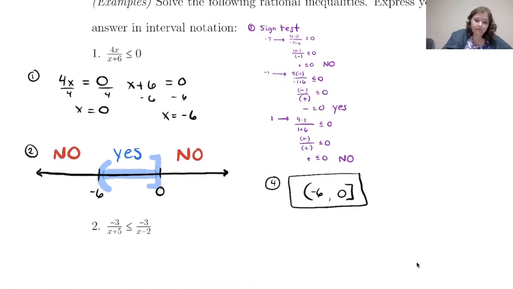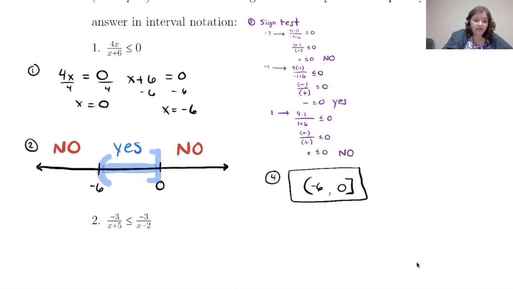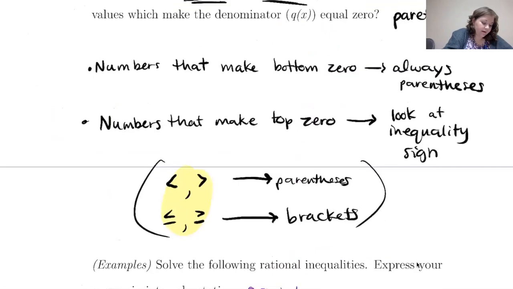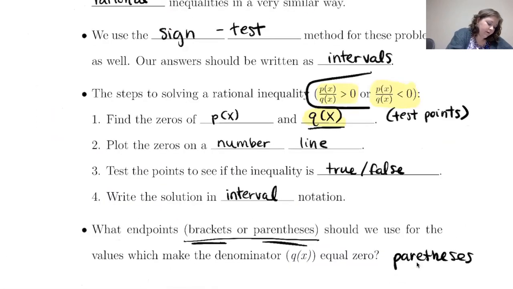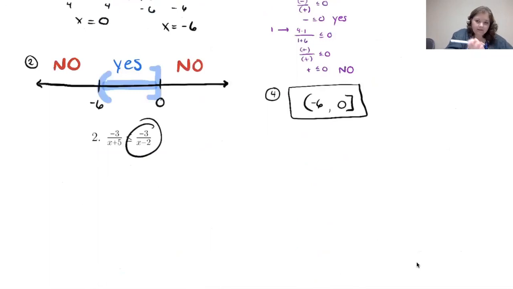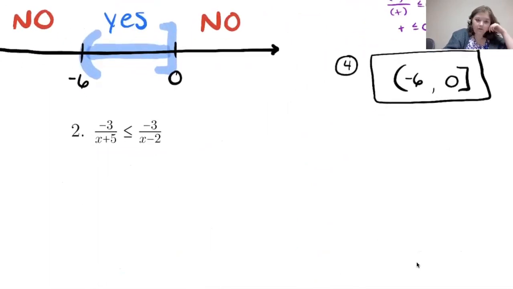Okay. So we'll go through the same 4 steps with question 2. But question 2 is in a little bit different form. So if we go back up, we want it to be in this form like we see it here, where it's the fraction on one side, 0 on the other, and then the inequality sign in between. So we really want to get everything to one side and just 0 on the other side. So let's move this over. So we've got -3 over x minus 2. So what we can do is we can add 3 over x minus 2 to both sides.